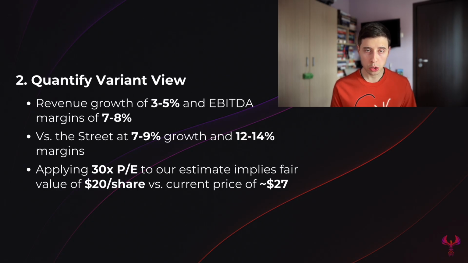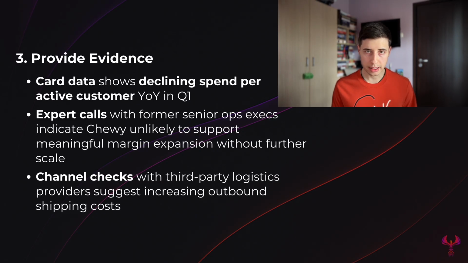Step 2. Quantifying the variant view. We are modeling 3 to 5% revenue growth and EBITDA margins of 7 to 8%, below buy-side consensus at 7 to 9% growth and 12 to 14% margin. Applying a 30x PE multiple to our estimate implies a fair value of $20 per share versus the current price of $27. Step 3 is evidence.